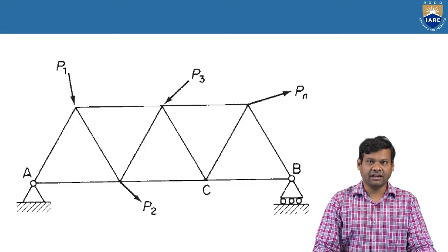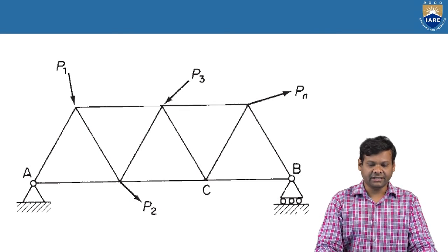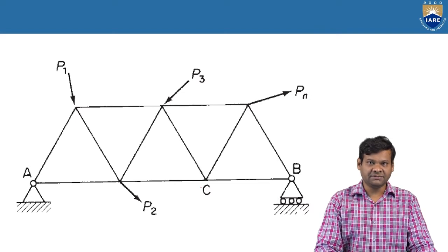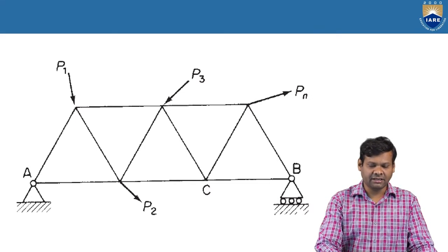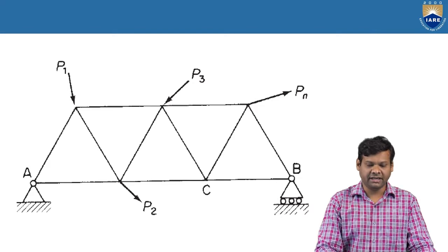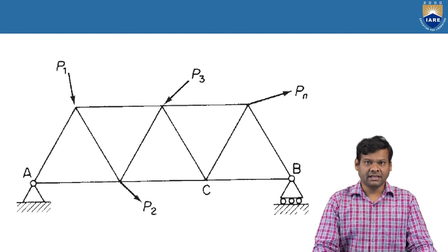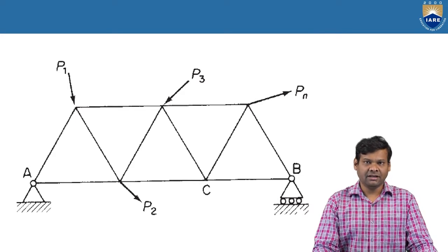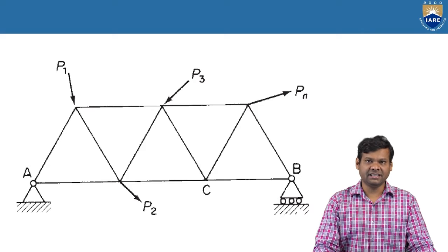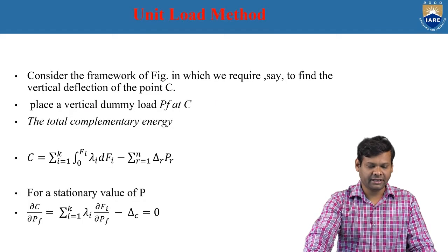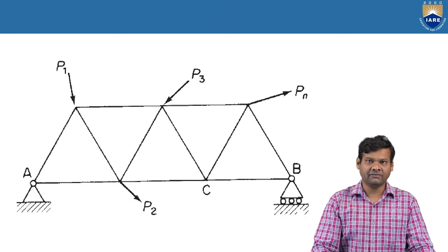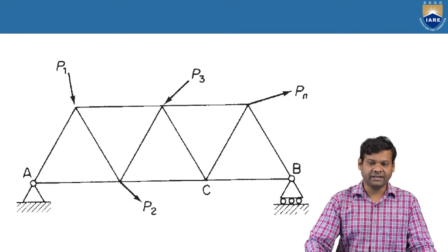This is a schematic of our structural element, and our main aim is to find the deflection at point C. When you observe this truss, it is acted upon by a number of loads n, and it is constrained at two ends, one at A and one at B. As a result, the entire system is in equilibrium. It doesn't say whether it is in static equilibrium or otherwise, but it is in equilibrium. And our main aim is to find the deflection at point C.